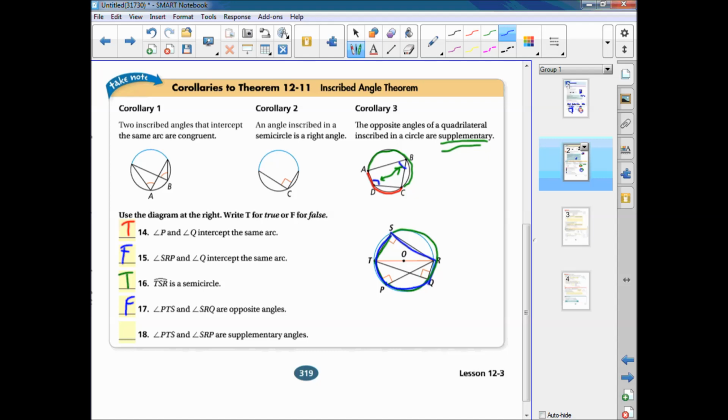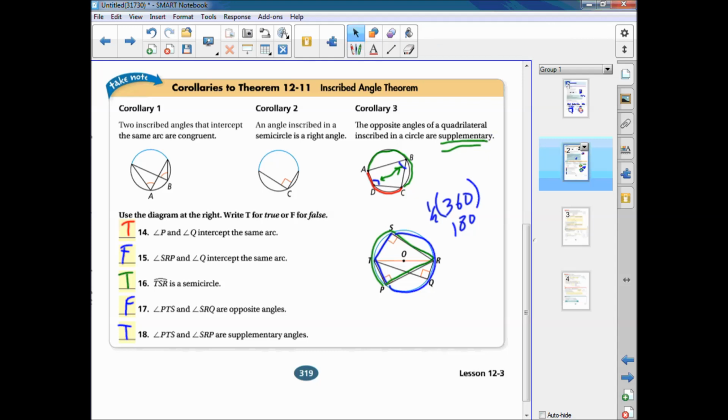PTS and SRP are supplementary. PTS is here, and SRP is here. Let's draw their corresponding arcs. The green one's arc is here, and the blue one's arc is here, and they cover the whole circle with no overlap. So the total for the arcs would be 360. That means the total for the inscribed angles would be half of that, which is 180, which means these two are supplementary. All right, let's flip it over and check out page 3.